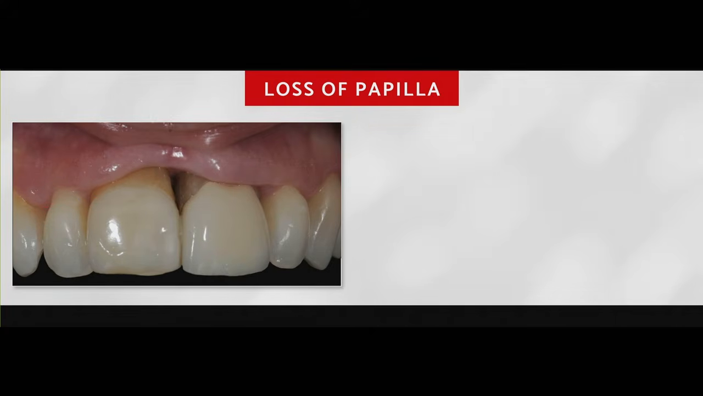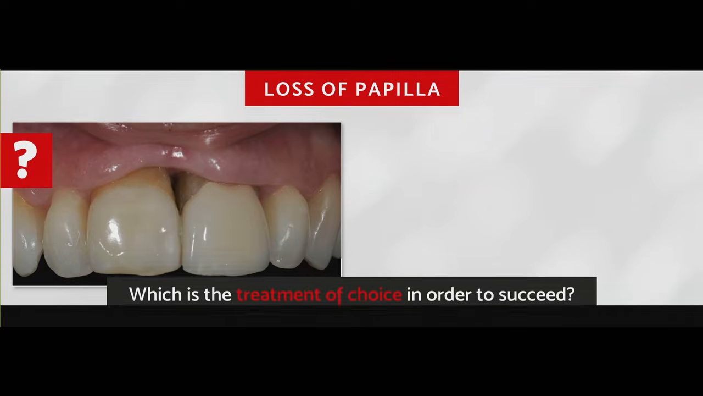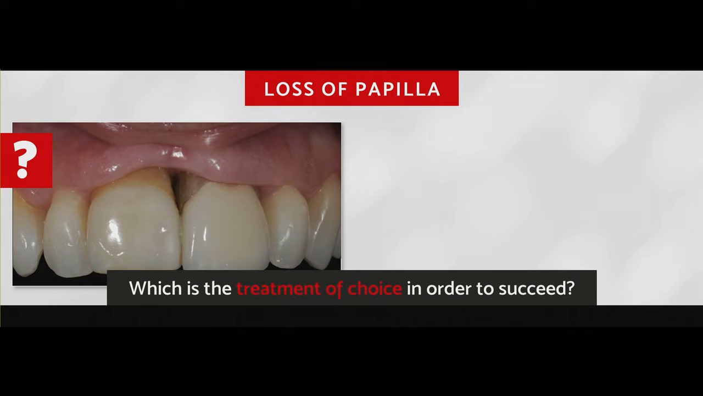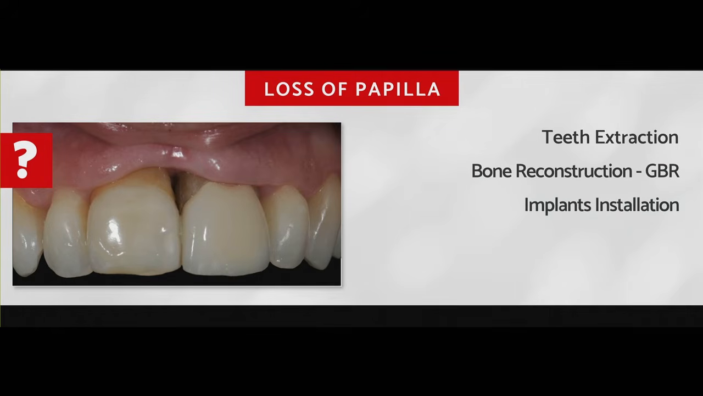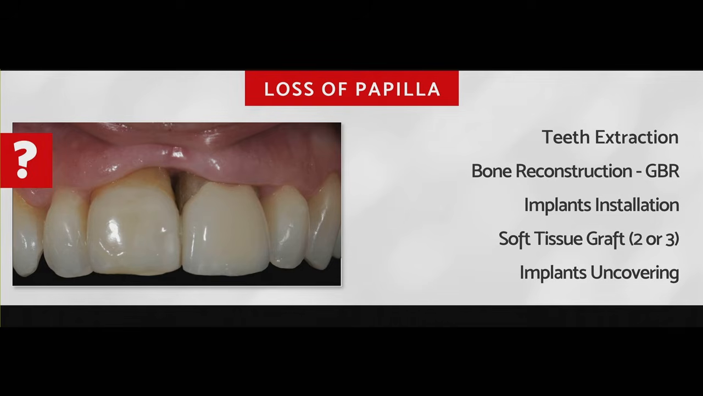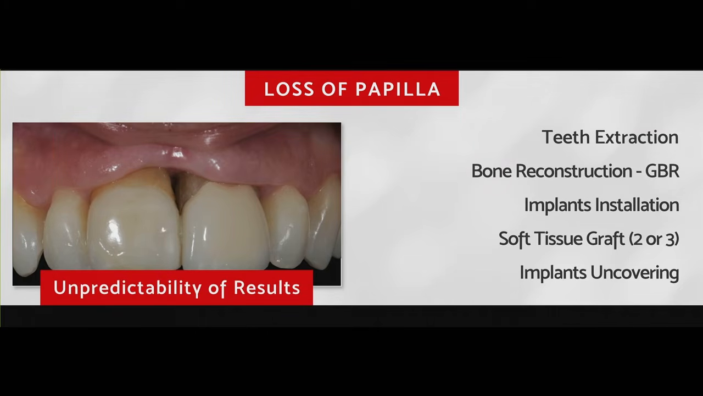So I wonder, if we extract these teeth, how would we solve this big trouble after that? So, which is the treatment of choice in order to succeed? If you go with what the literature has recommended to us for many years, we can do the teeth extraction, apply guided bone regeneration, implant installation, soft tissue graft, maybe 2, 3, maybe more, and implants uncovering. In total, maybe 5 or 6 surgeries. If we go through this way, we would expect some unpredictability of results. Talk about the real gingival margin position and the papillary height position.